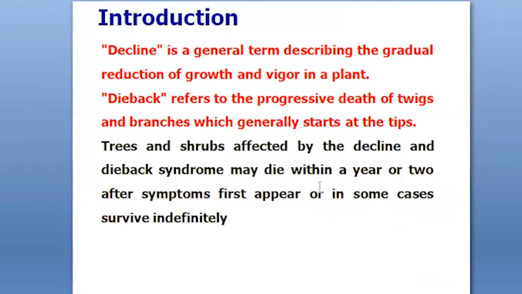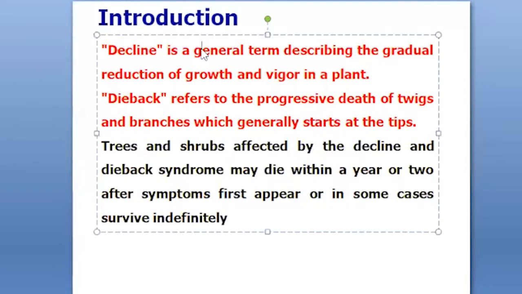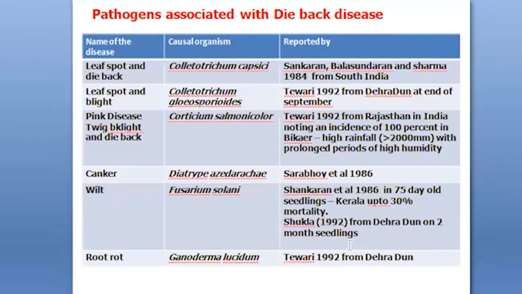They rejuvenate and try to survive. Especially this happens in decline, where the plant can come back to its normal condition. So this is the difference between decline and dieback. And I am dealing only with the pathogens which are associated with the dieback.